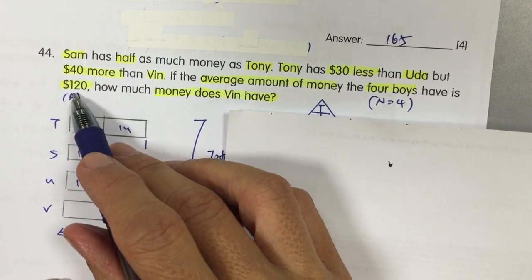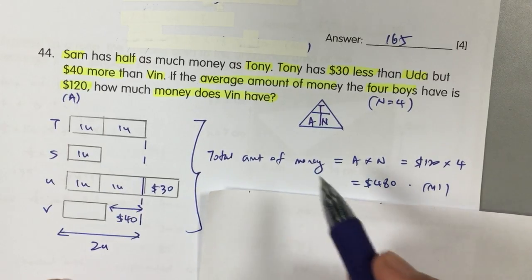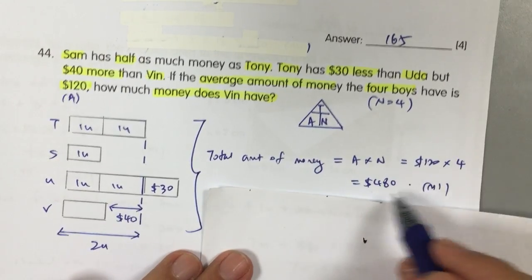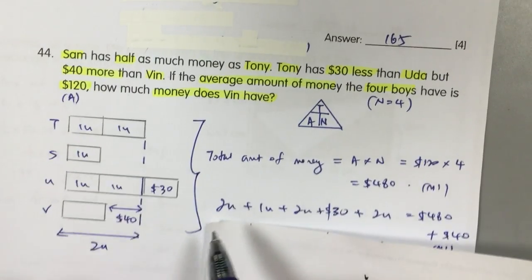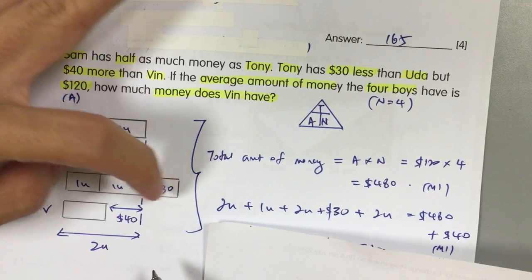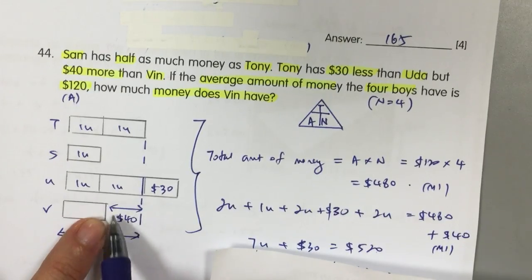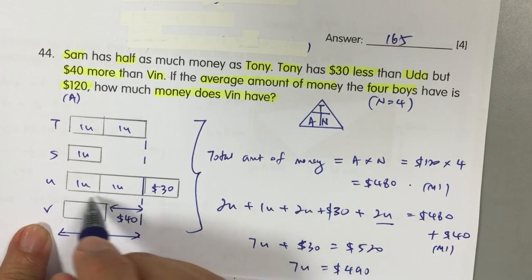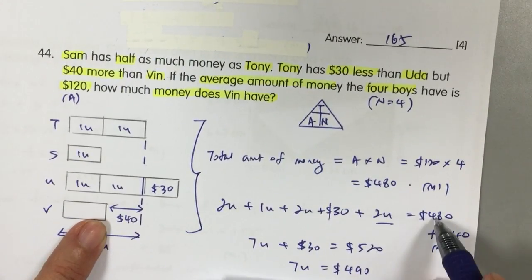N is 4, A is 120. Total sum will be 4 times 120. Remember, Mr. Tan, total is average times number of items, 120 times 4, 480. So you realize 2 units plus 1 unit plus 2 units plus 30 plus 2 units equals 480 plus 40. So here I add 40. This 2 units is here, so I add another 40. If I add 40 here, this side I must add 40 also. Total amount of money becomes 480 plus 40.